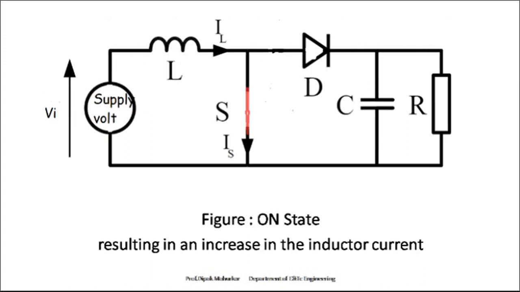See here, this is the diagram. Whenever this switch is closed, current will be flowing through this inductor in the clockwise direction. Whenever it is in the on state, this results in an increase in the inductor current. When this switch is closed, the inductor current will increase.